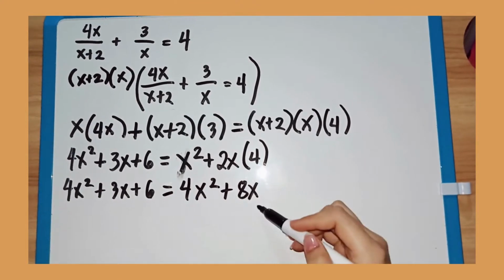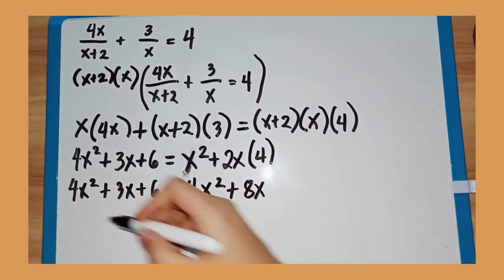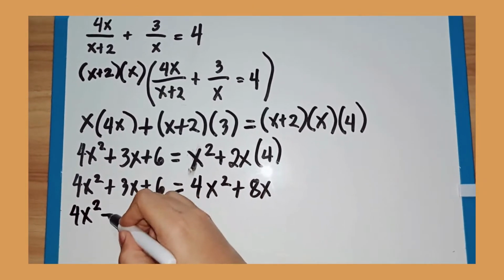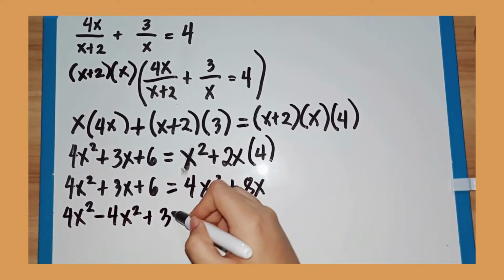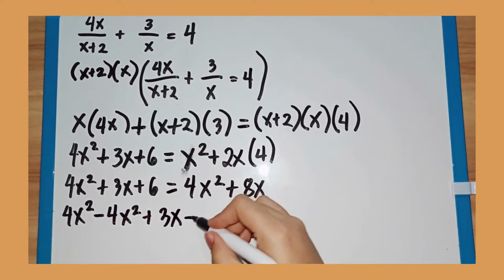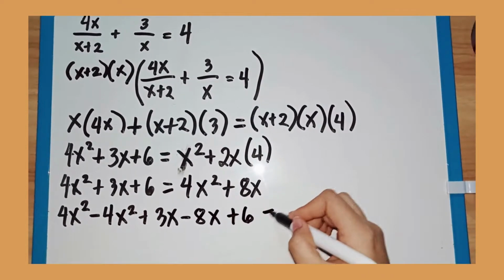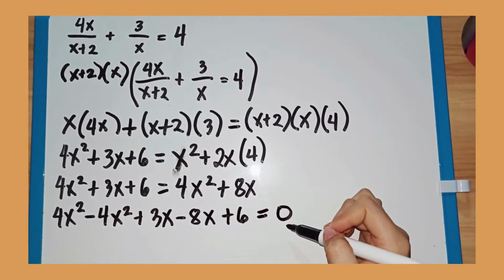Ngayon, itong dalawang to, ililipat natin sa kabila. So, dahil positive sila, magiging negative. 4x squared, ililipat. Negative 4x squared. Plus 3x. Ililipat ito. Negative 8x. Plus 6 equals 0. Kasi nalipat na yung dalawa, kaya 0 na yung sa dulo natin.